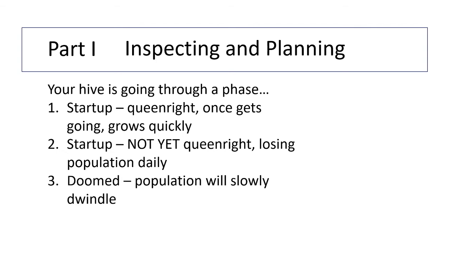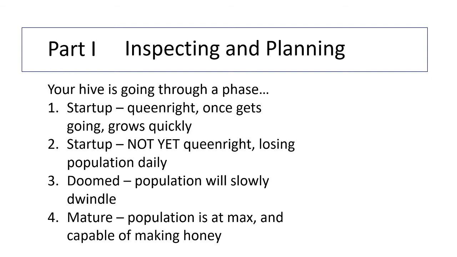Another phase it could be in is doomed. The population will slowly dwindle. There is no queen, no hope of a queen, but you would be surprised how long those bees can hang on for. The last phase your hive could be in is mature, at its maximum.